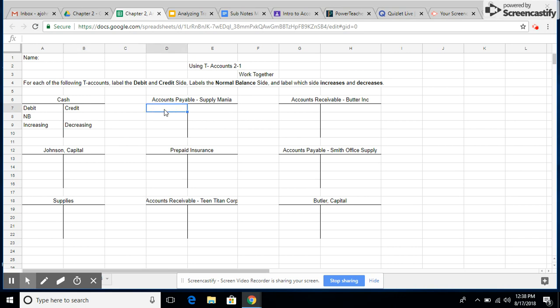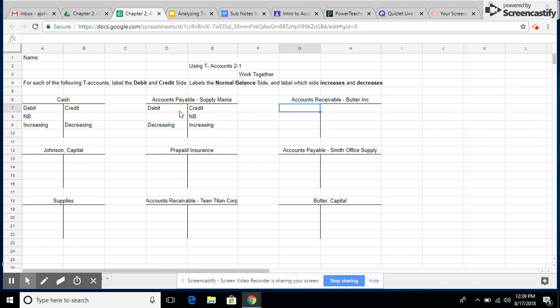Okay, move over to accounts payable, Supply Mania. First we'll label the debit and credit side. So the left side is the debit, the right side is the credit. Accounts payable is a liability. Liabilities have a normal balance on the credit side. The normal balance side is the increasing side. So in this case, for a liability, the increasing side is going to be on the credit, and the decreasing side is going to be on the debit.